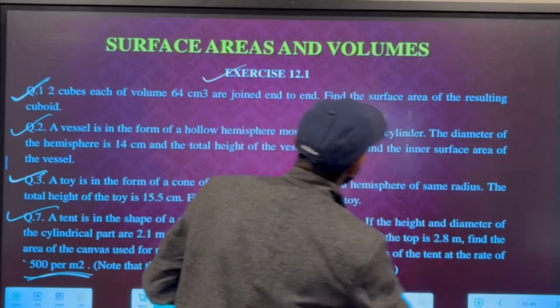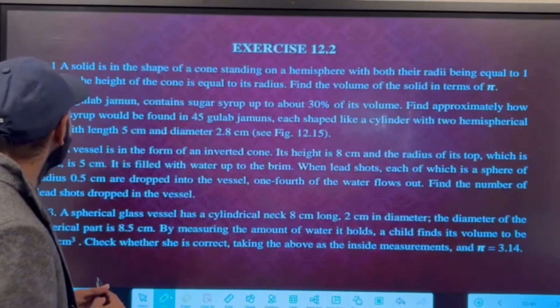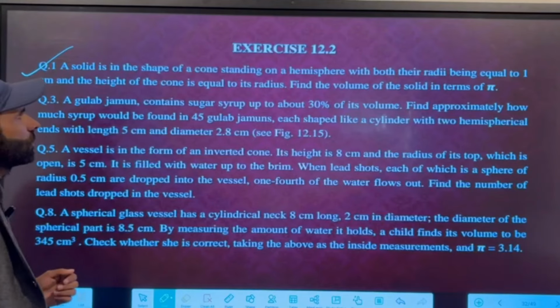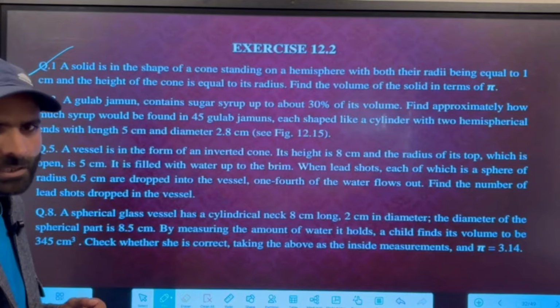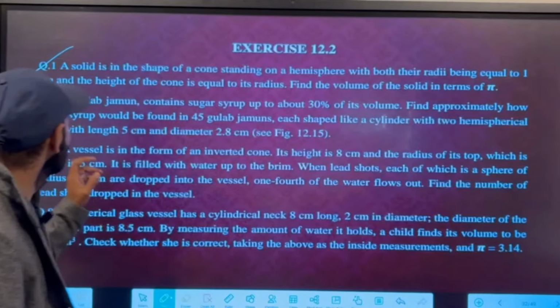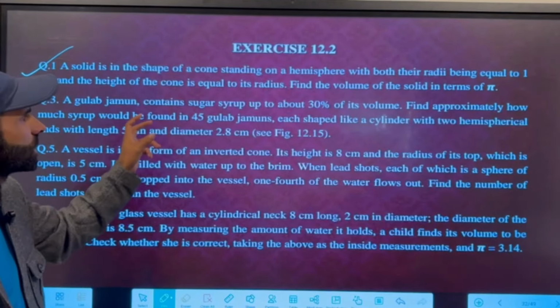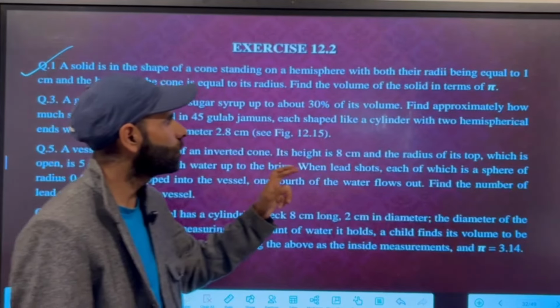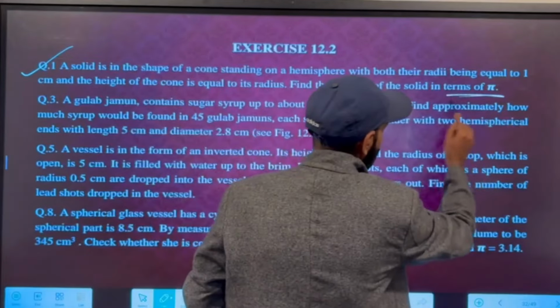Coming to exercise next, exercise 12.2, question number 1 is important. A solid is in the shape of cone standing on a hemisphere with both their radii being equal to 1. And the height of the cone is equal to its radius. Find the volume of solid in terms of pi.